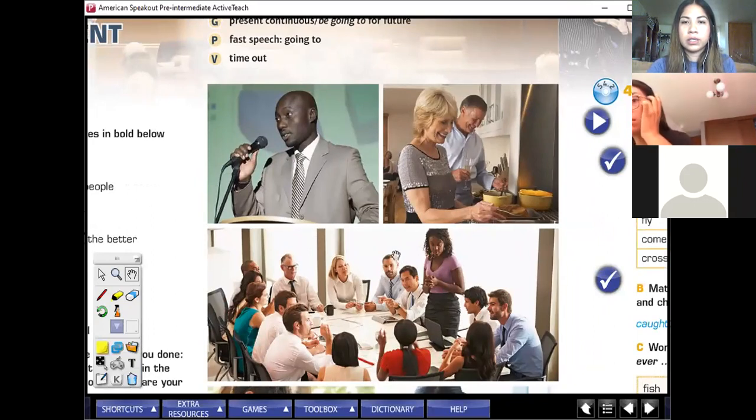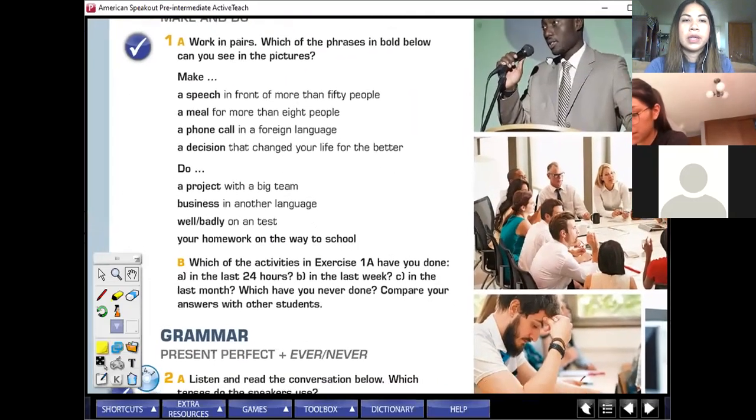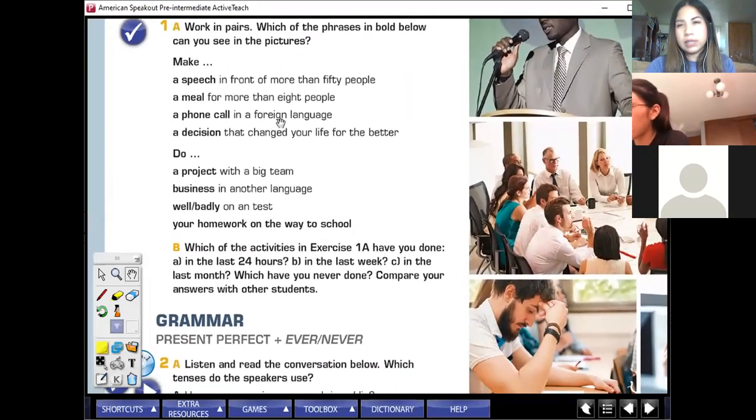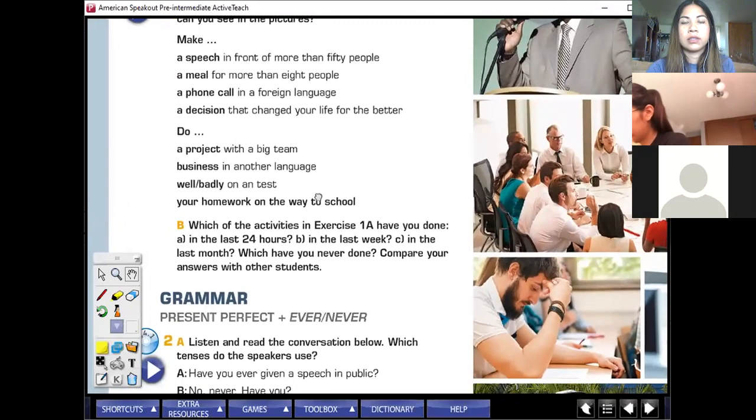One, two, or three? La parejita, las dos, ¿no? Yes. In picture number 2, they are making a meal. You cook lunch, dinner, breakfast, lunch, and dinner. Okay. A phone call, it's easy, right? And a decision, good?